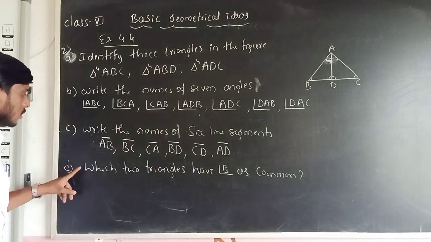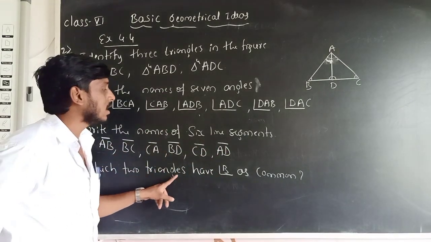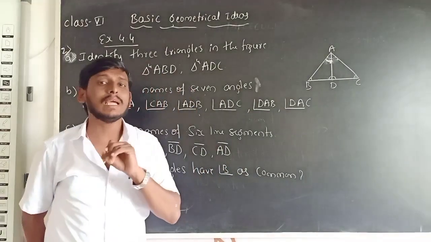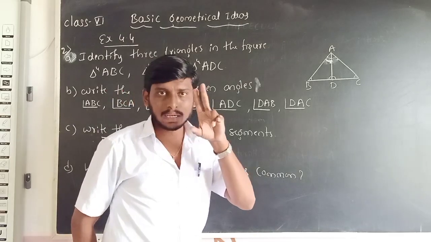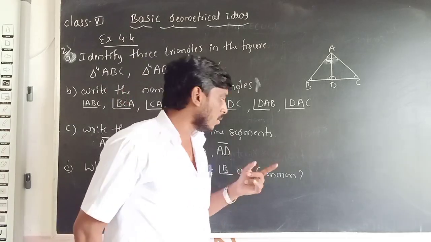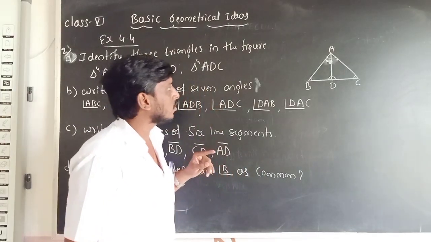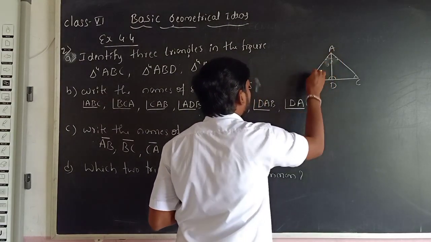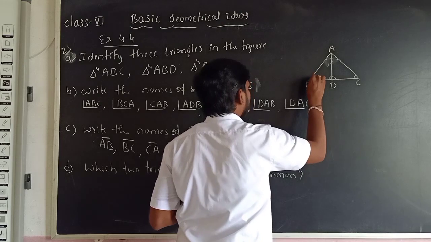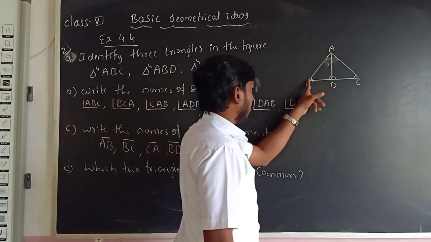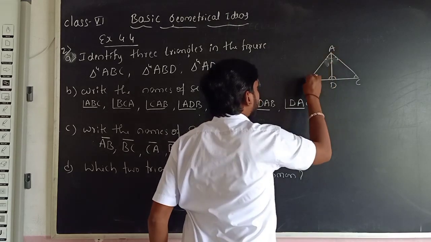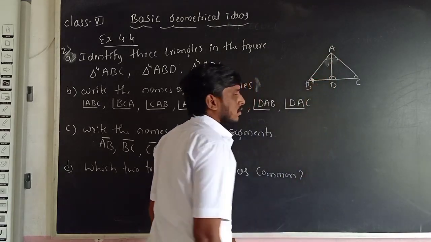Now the last question. Which two triangles have angle B as a common angle? Angle B as common means when you select any two triangles, one of the angles should be common. So which two triangles? In triangle ABC, angle B is there, and in triangle ABD. In these two triangles, angle B is common.